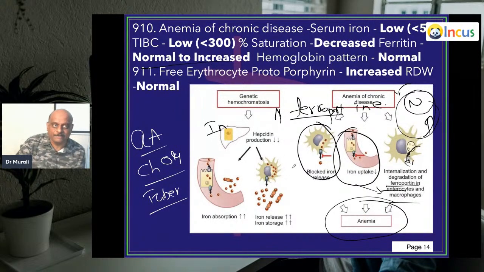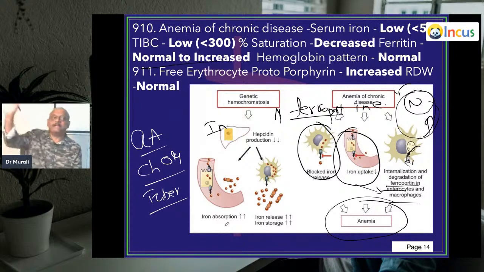Then erythrocyte protoporphyrin. Protoporphyrin becomes porphyrin only if iron is added to that. In iron deficiency, protoporphyrin elevates because there is no iron available to bind with protoporphyrin. Even in anemia of chronic disease, the free erythrocyte protoporphyrin is increased just like in iron deficiency. That's the reason the closest differential diagnosis in patients of rheumatoid arthritis who come to your clinic is whether this is iron deficiency anemia alone or anemia of chronic disease.